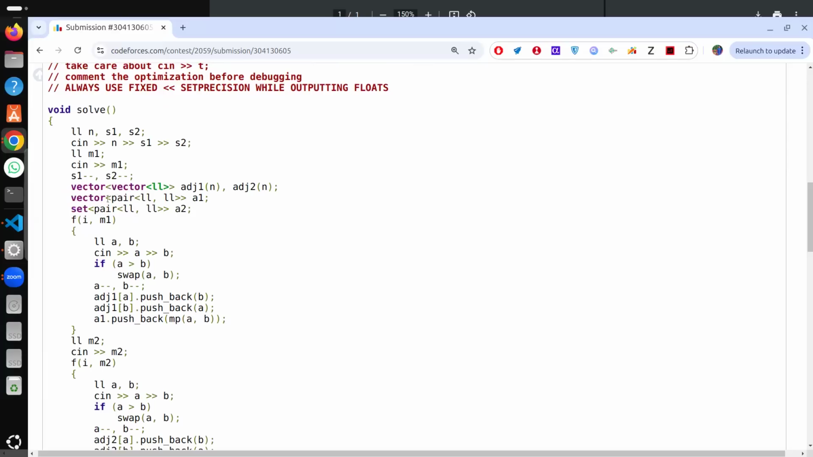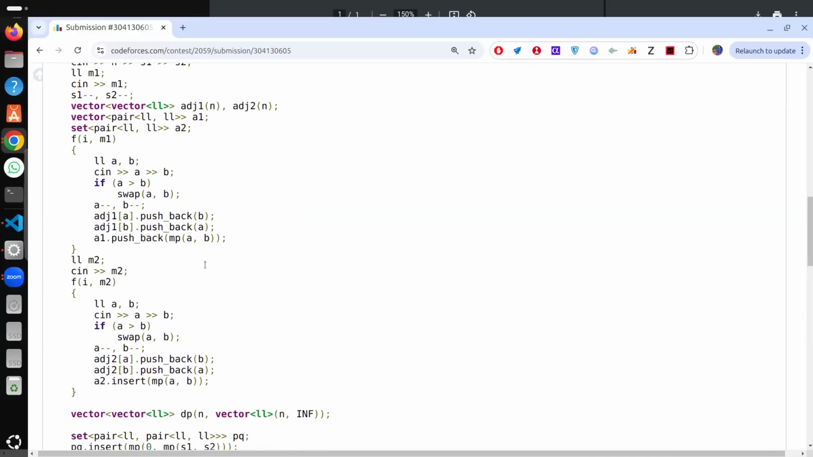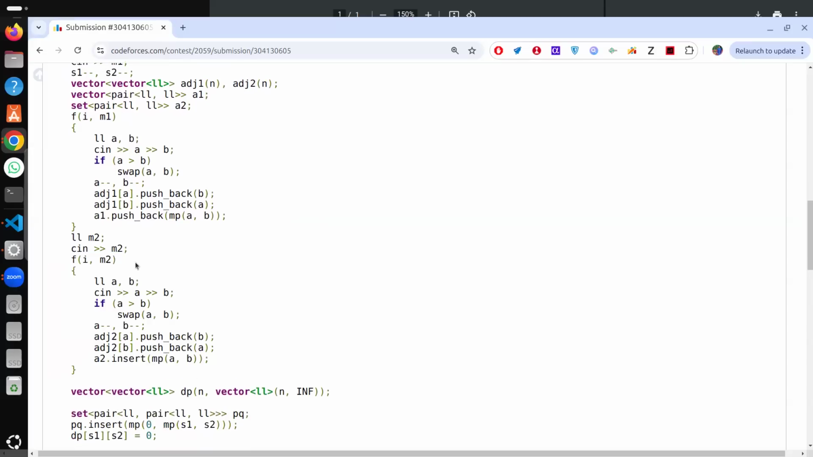So these two store the edges, the pairs of (l, l), and this is the adjacency list. And I just took the input: for i equal to 0, i less than m1, i plus plus. So I just took the m1 edges as the input. If a is greater than b, then swap a and b. So I ensured that a is smaller, with zero indexing, and then I pushed adj1 of a dot pushback b, adj1 of b dot pushback a, and a1 dot pushback (a, b). And same for this second graph.